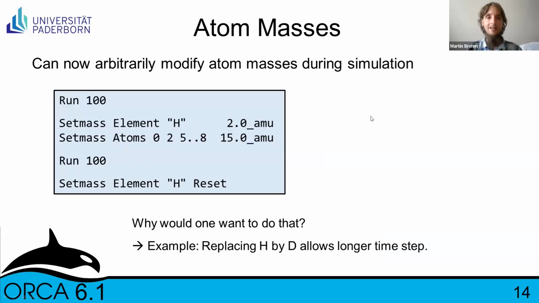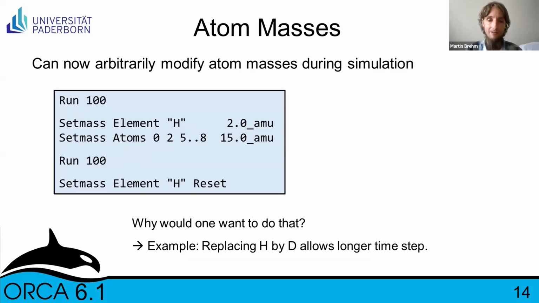Good. Another thing which we newly added, which was, for example, requested in the forum, are modifying atom masses. You might ask, why would one want to modify atom masses? Because in reality, of course, every element has a certain mass and it is fixed, so there should be no need to modify it. But there are a few examples where this could be useful.